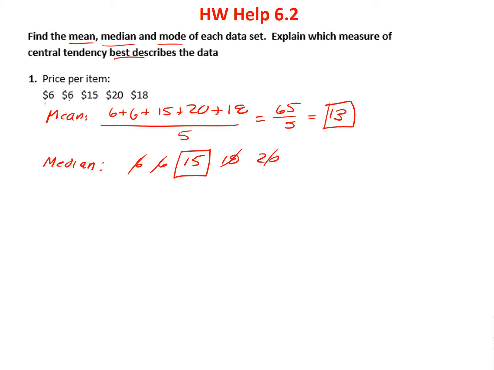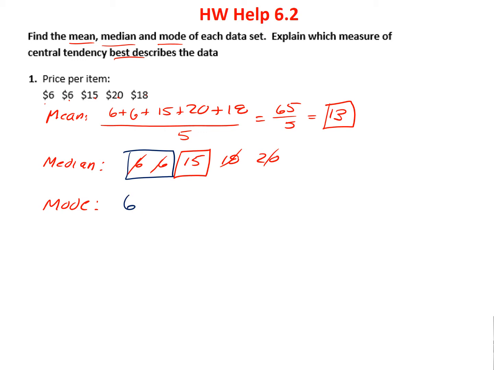Now the mode, it helps to put it in order, and you're looking at, is there any data that shows up more than once, or which data shows up the most? And you'll notice here that 6 showed up twice, so my mode would be 6.